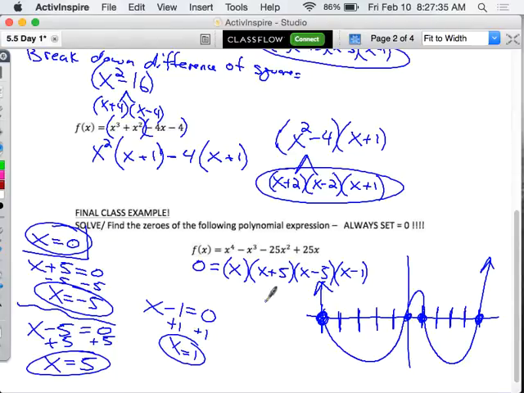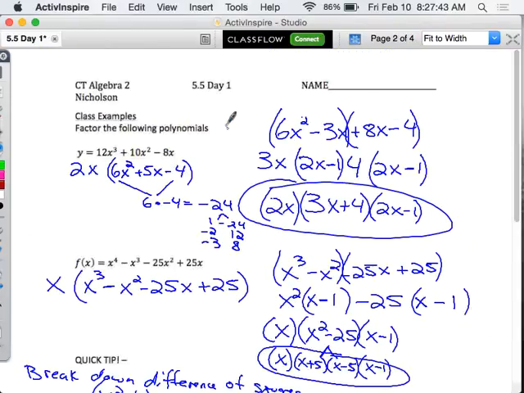So, your goal now is try the rest of this packet on your own, and then check the answer key on Blended Schools. The answer key is titled 5.5 Day 1. Look at the top of your little paper, 5.5 Day 1. So do the rest of this packet, work with your partners, say hi, say good morning to each other, and then try the rest of these. Check the answers on Blended Schools.